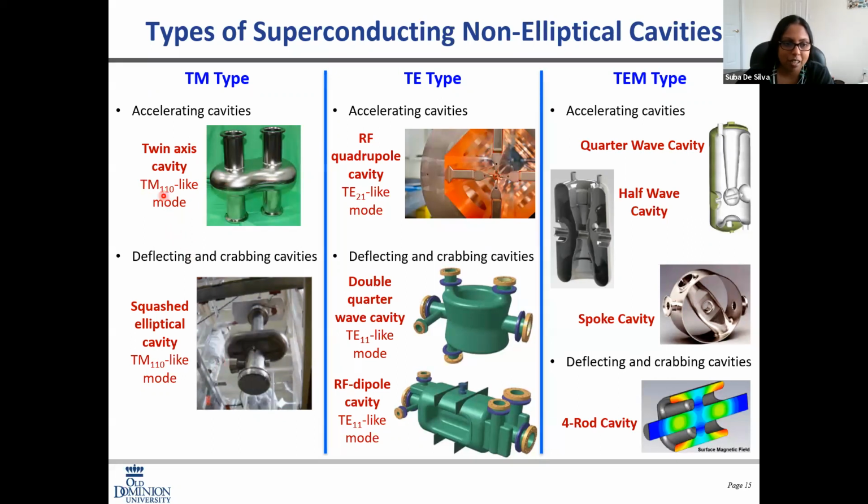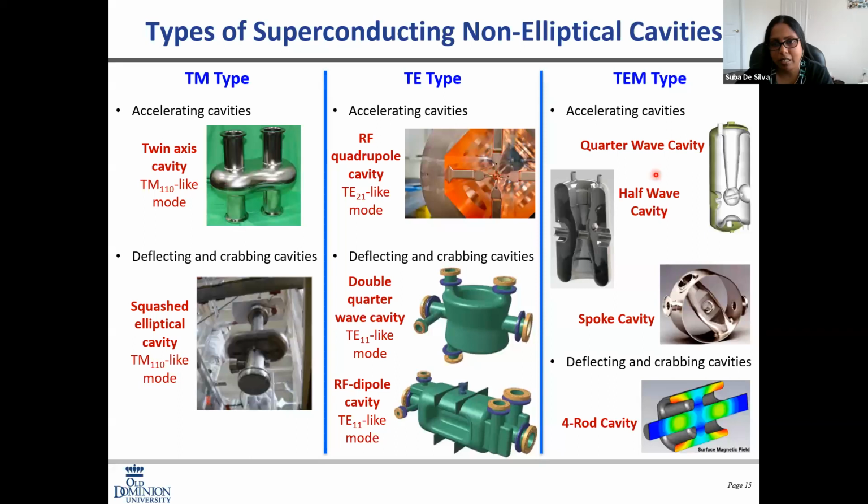So you can use the same electromagnetic field profile, but where you place the beam makes a difference in the application. Then you have TE type cavities, which operate in TE21, which we call an RF quadrupole, that we use for very low beta particle acceleration. And again, TE11-like modes, where you use a transverse electric field to deflect or crab the beam.